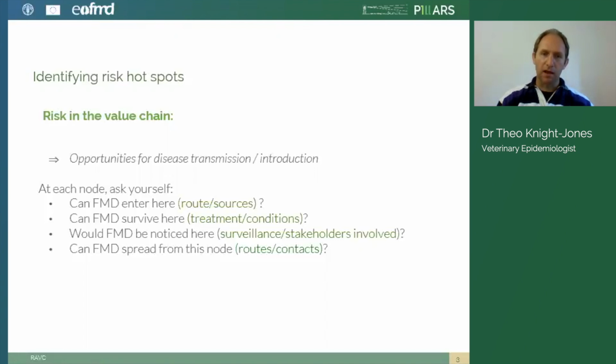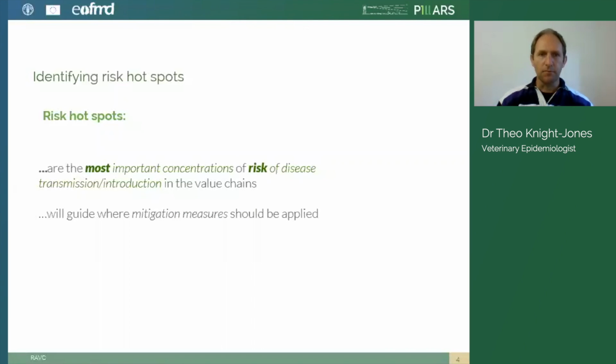And then we'll look, can foot and mouth disease spread from this node to other areas of the value chain, or even into other value chains. So risk hotspots are the most important concentrations of risk in disease transmission or disease introduction in our value chains. And by knowing where these big risks occur, we can prioritize where we should put our control efforts, and this should guide our mitigation measures and control measures and strategy where we want to apply it.